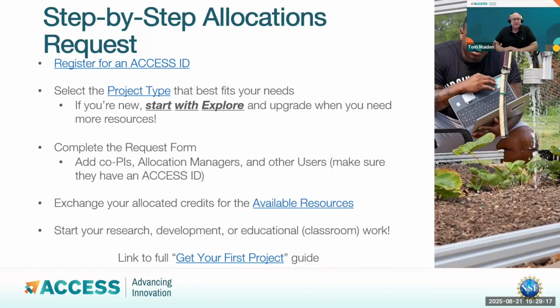So from the beginning, you would register for an Access ID. You would figure out what kind of project type fits your needs. We always recommend that that is Explore unless you've done this before. You complete your request form, add your co-PIs and such, and then after that is awarded, you will exchange your credits for available resources.